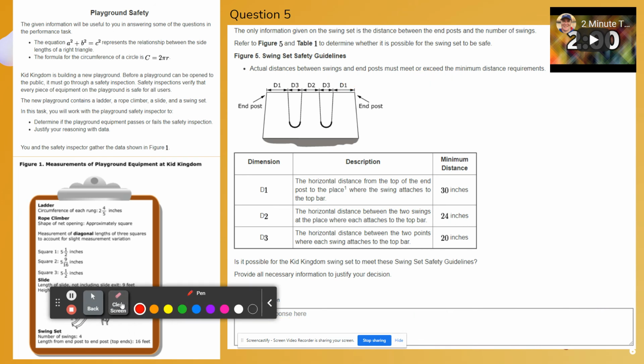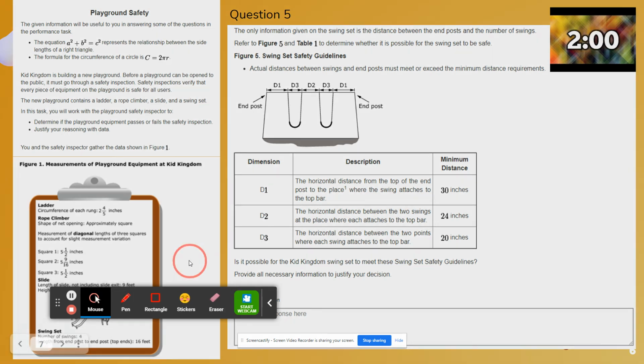So for the swing, you're going to write down 192 inches, and you're going to put no, not long enough on your notepad, and you're going to put failed. And then we're going to go to the next question.